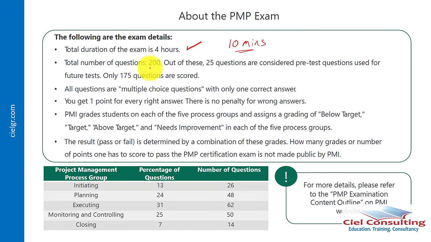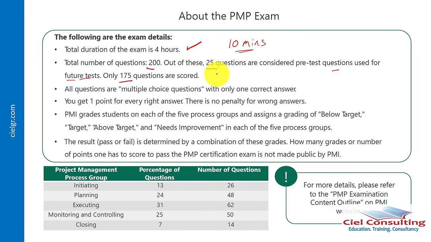Within the 4 hours, you're expected to answer 200 questions in all. Now, out of the 200 questions, only 175 of them are scored. So in essence, about 25 of those questions are considered pre-test questions. Pre-test questions in the sense that PMI is experimenting with how to use such questions for future tests. So there's a chance that some questions you will see in the exam, that you have probably not seen or learned before, are pre-test questions.